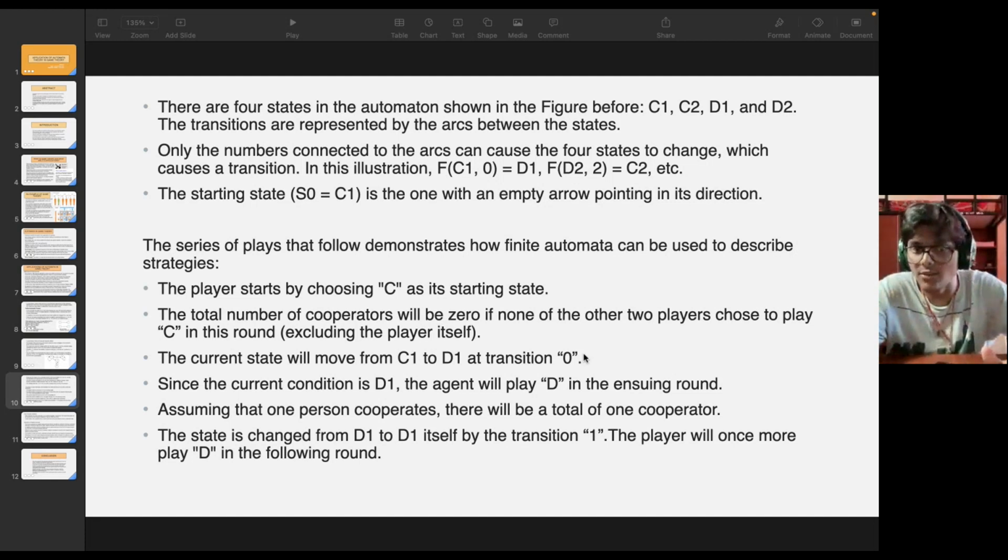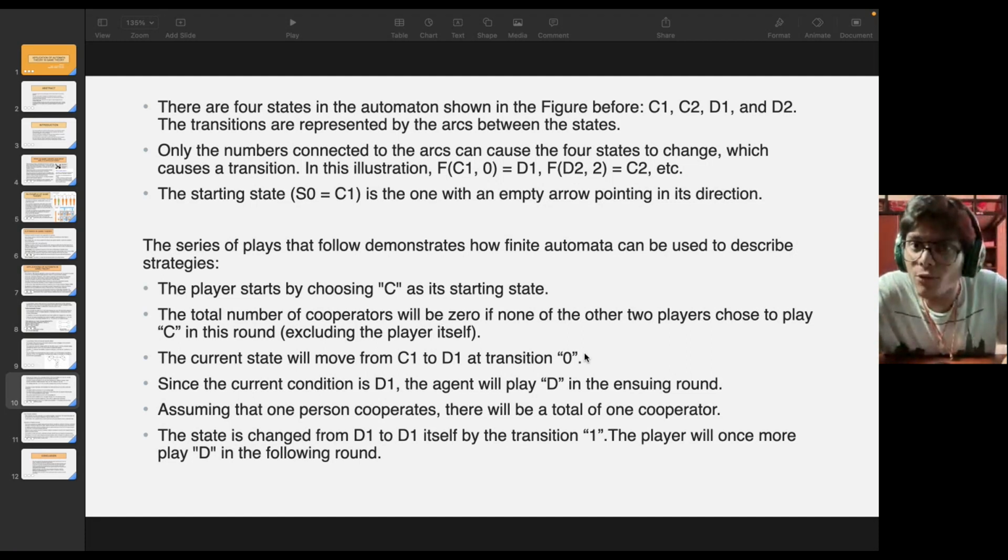Since the current state is D1, the agent will play D in the ensuing round, right? Now, assume that one person cooperates, so there will be a total of one cooperator. Then the state changes from D1 to D1 itself. It will be a self loop, right?